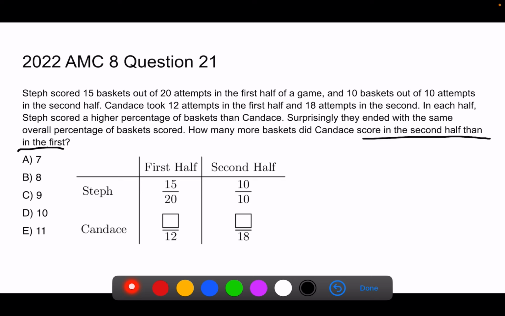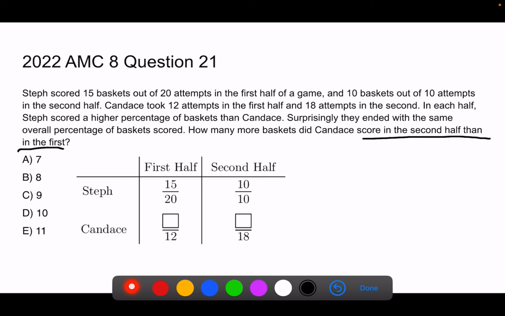So one thing to be careful about for this question is to be very clear on what the question is asking for. They're asking you, take Candace. How many more baskets did Candace score in the second half than in the first? So make sure you underline that and keep that in your mind.